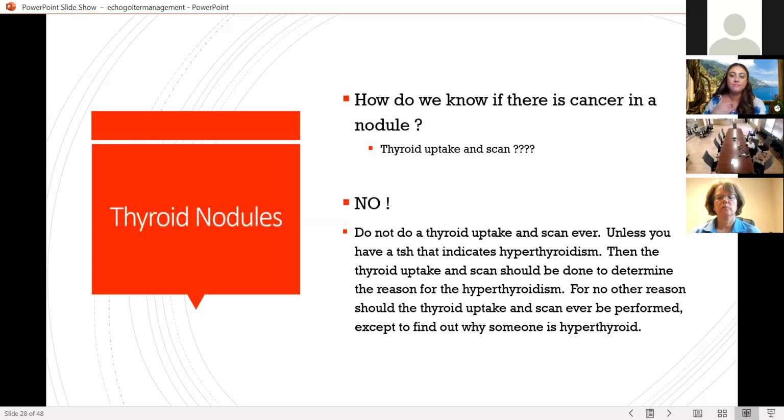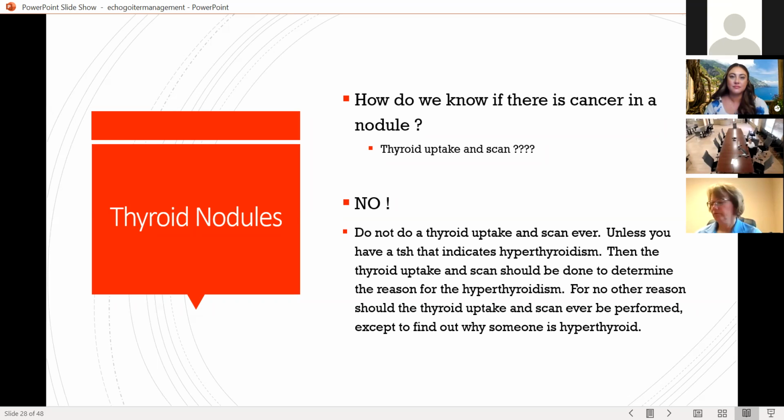They are not to tell you whether a thyroid nodule is hot, cold, lukewarm, medium, neutral, I don't care. That cannot answer whether there is cancer in a thyroid nodule. So don't think of thyroid uptake and scans as the way to figure out if a thyroid nodule has cancer. It is only to be used and ordered regardless of what the radiologist says at the bottom of their ultrasound, like "consider thyroid uptake and scan."